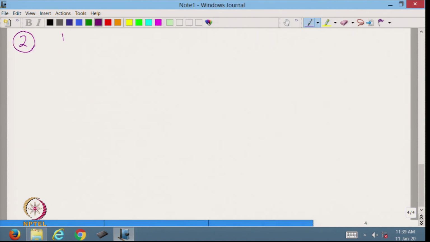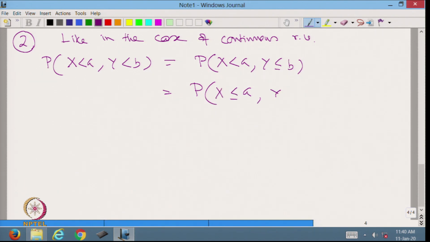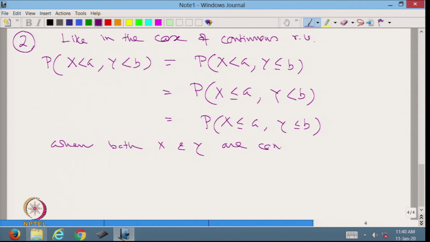Property 2, like in the case of a continuous random variable, probability x less than a, y less than b is equal to probability x less than a, y less than or equal to b, is equal to probability x less than or equal to a, y less than b, which is equal to probability x less than or equal to a, y less than or equal to b, when both x and y are continuous.